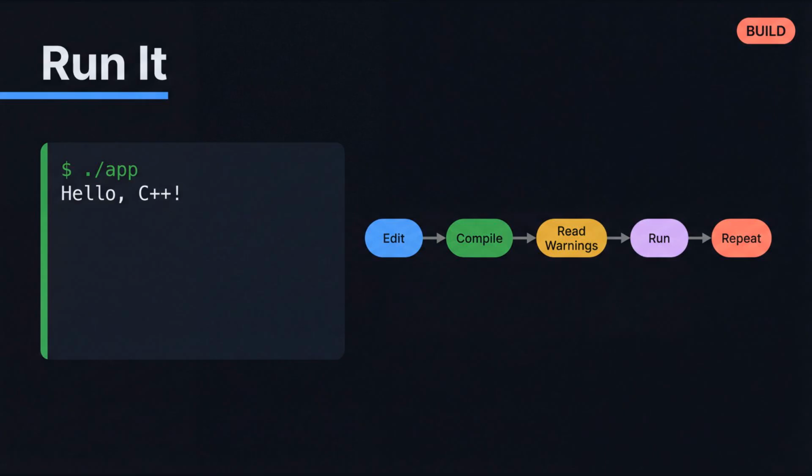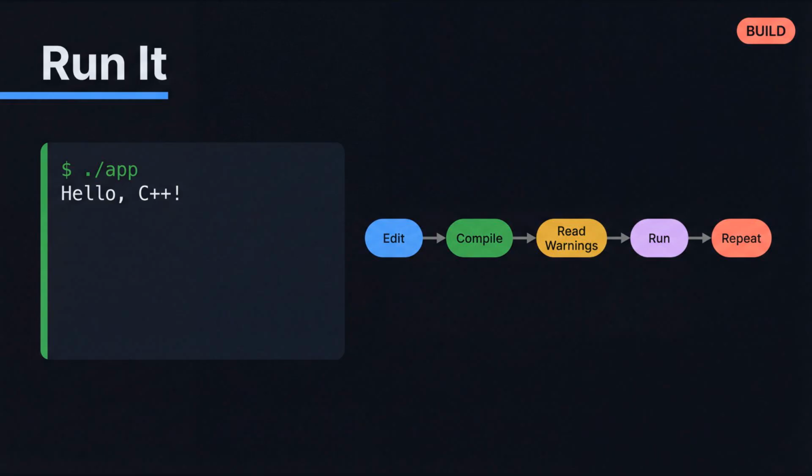If compilation succeeded, you now have an executable file called app. On Linux or macOS, run it with ./app. The ./ means in the current directory. On Windows, just type app.exe. The output, Hello C++, success.